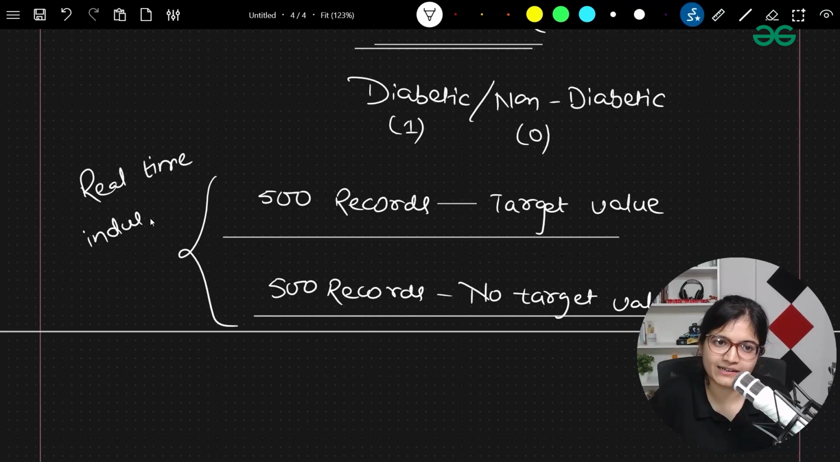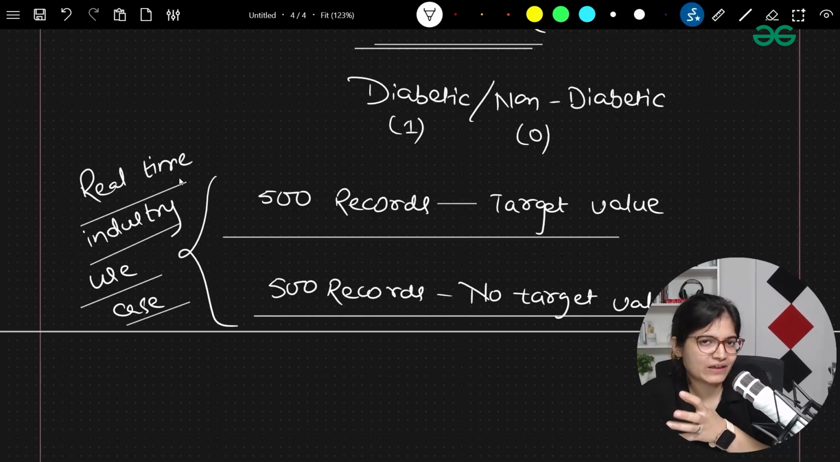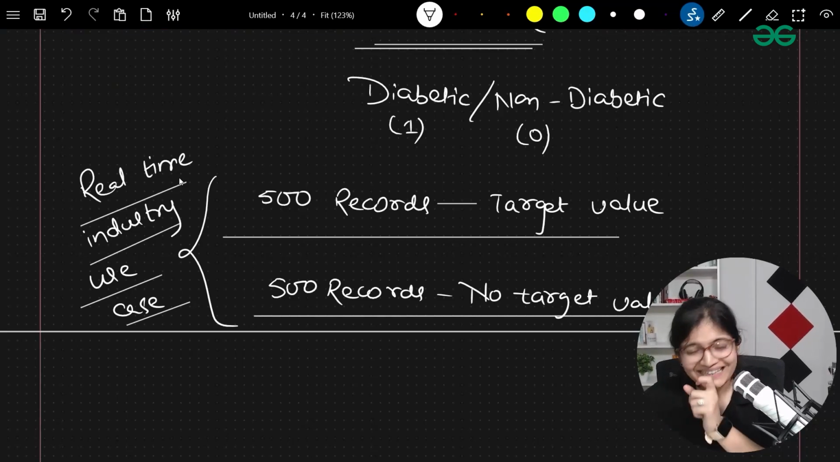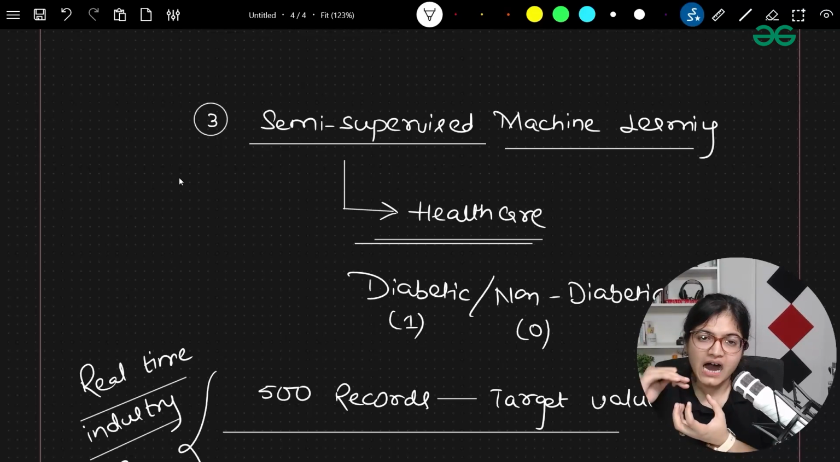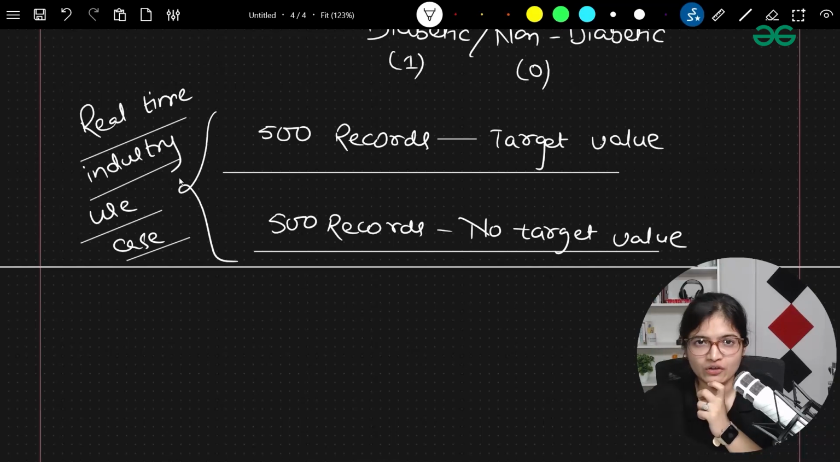So when you enter the industry, or whenever you do research work in any domain, you will find that there are specific domains, like the healthcare example I gave you, where this is a very big issue. We will have half of the data supervised, half of it unsupervised. Then what will we do, that's the biggest question. That kind of category is what you can classify as semi-supervised, because half of the data is supervised, half of it is not. Now the question is how we will be able to solve this problem.